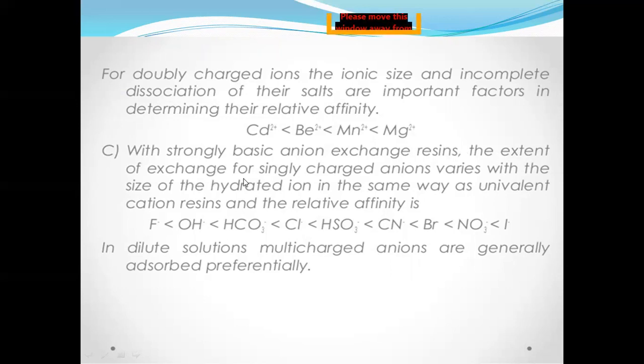Next, strongly basic ion exchangers. In the extent of ion exchange of singly charged anions, here again hydrated ion size comes in. Small size, more hydration, so the resulting hydrated ion size is more. I minus has more size than F minus, but due to the more size of I minus, it may associate with fewer water molecules. As a result, the size of hydrated I minus is less.